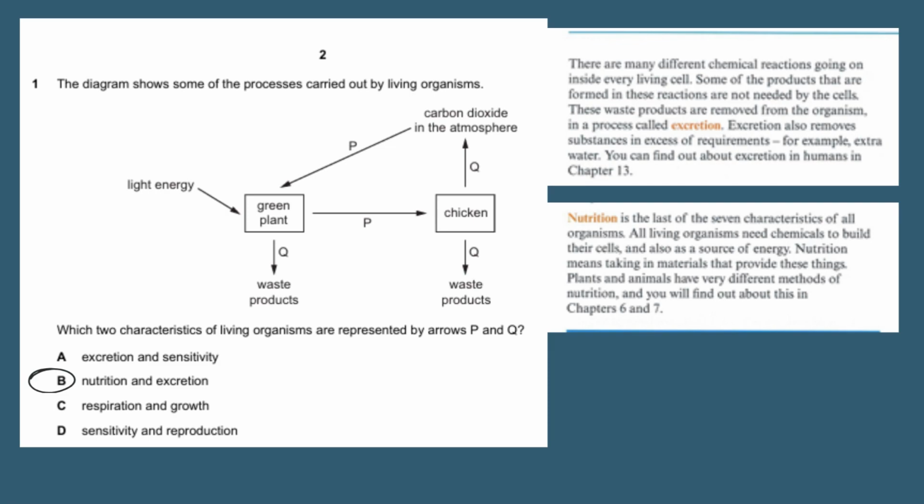A chicken is taking food from a green plant. The green plant is the food. Food being taken by animals is what we call nutrition. Definitely, the answer is capital B. Right, let's move to our second question.